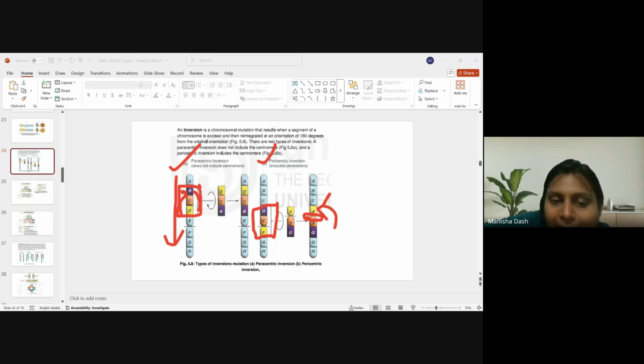So, since the centromere is involved in the inverted segment, this kind of inversion is called as pericentric inversion.